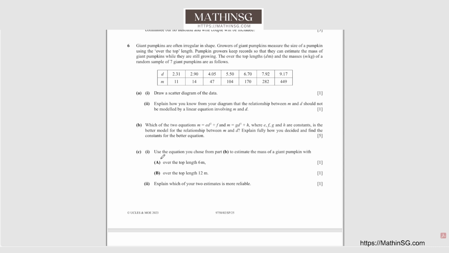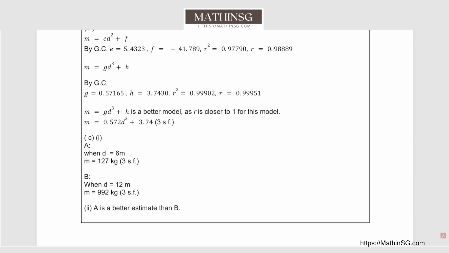So A would be reliable. But for D equals 12 meters, it is an extrapolation because this 12 meters value is out of this range here. So therefore, A is more reliable because it is an interpolation. So you're right that A is a better estimate than B because A is an interpolation while B is an extrapolation.